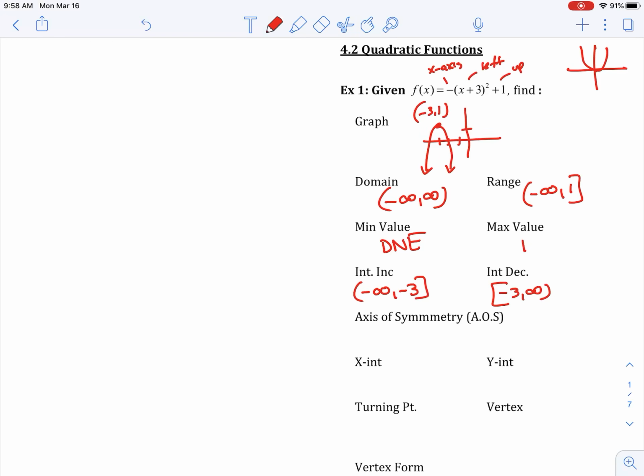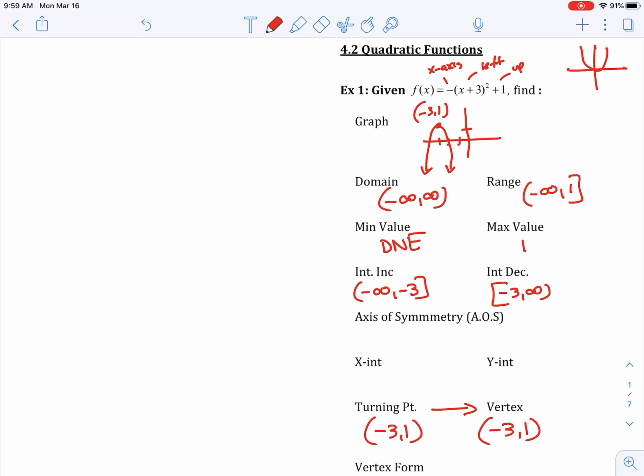We're going to jump down to turning point. Turning point is where our graph switches from increasing to decreasing or decreasing to increasing. In this case, our turning point is (-3, 1). And on our quadratics, that turning point is what is referred to as the vertex. So our vertex is that turning point, (-3, 1).